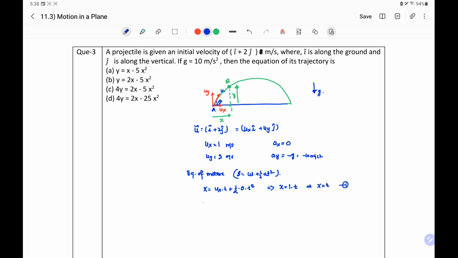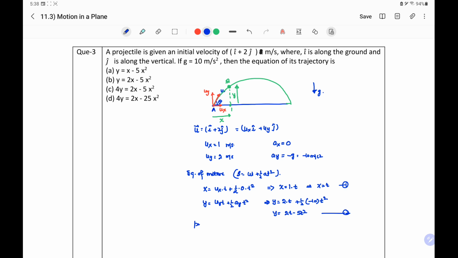For vertical direction, we will write y equal to uy t plus half ay t square. Now substituting the values, we will have y equal to uy is 2 into t plus half, and ay is minus g, that means minus 10 into t square. So we will write y equal to 2t minus 5t square. This is equation number 2.